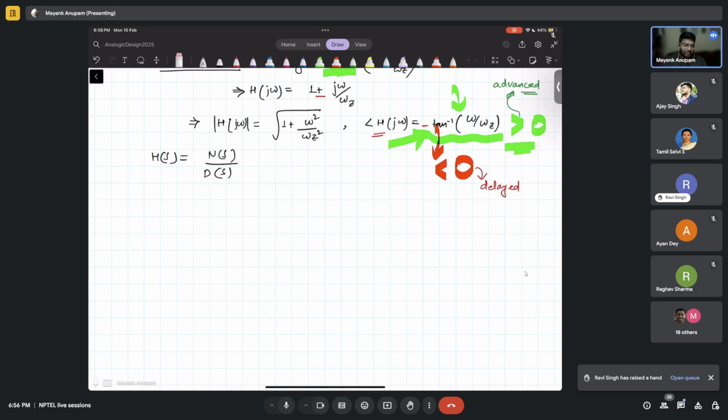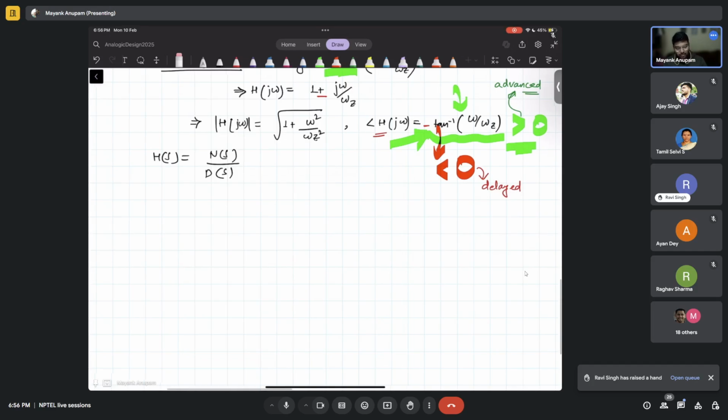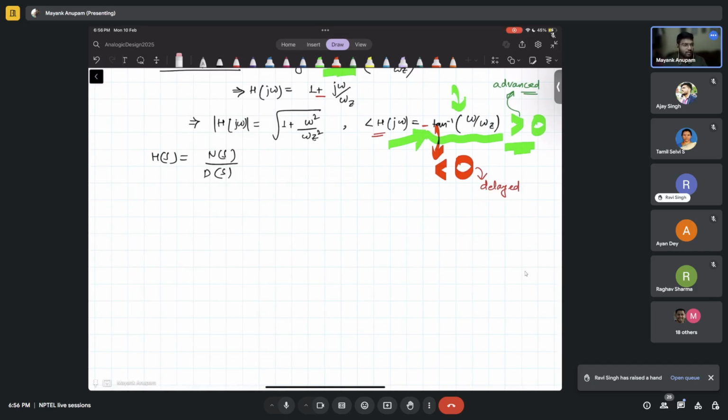This is what you will see is routinely done. Whenever you have a system which has a lot of delay, it is routine practice to make sure that the delay is reduced, either by pushing the pole much farther away, or by introducing another zero. It is actually routinely done.